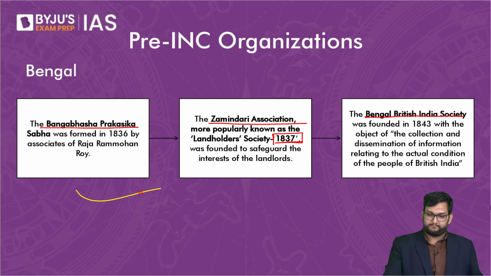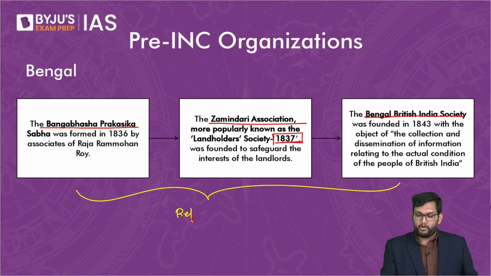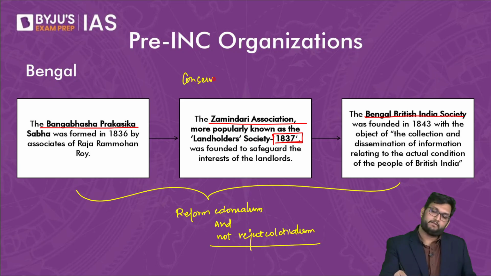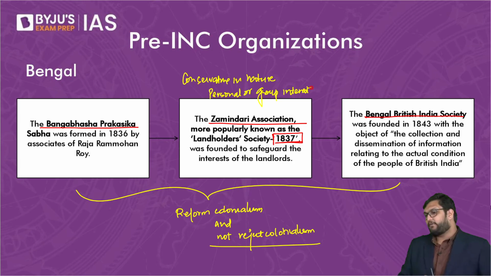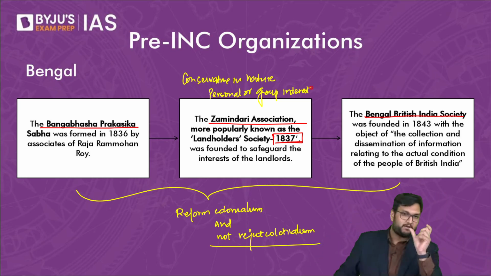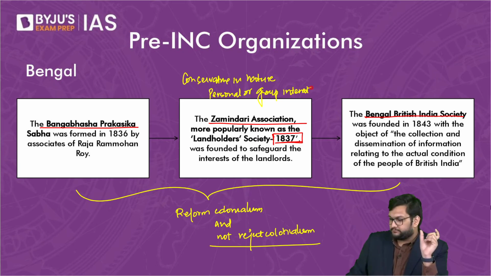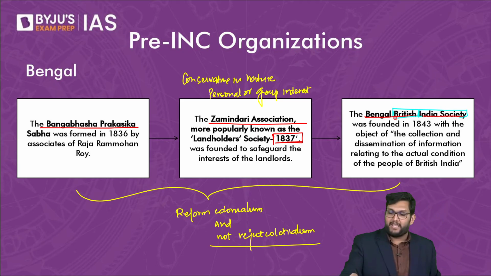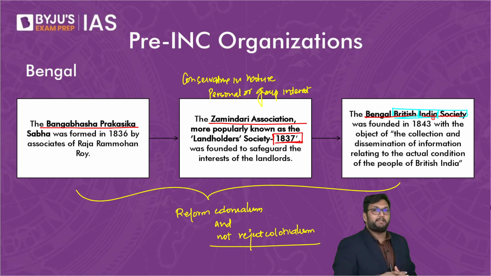But the factor which is common to all of them is that they want to reform colonialism and not reject colonialism. They are conservative in nature, and it's about personal or group interest. In this word Bengal British India Society, which is that word which stands out? Very good. British. So basically, even when they are forming their association, their India is British India.